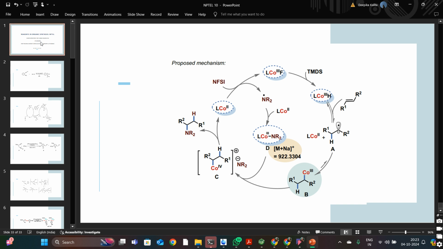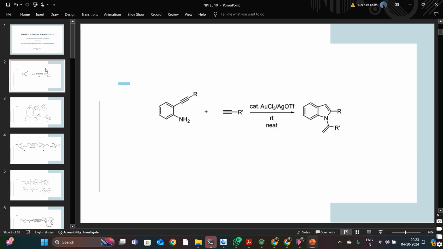So with this, we have arrived at the end of this week 10 tutorial. So in the next session, which is going to be our week 11 session, we are going to discuss some more organometallic reagents, which are going to be silver, rhodium, nickel, platinum and iridium based.